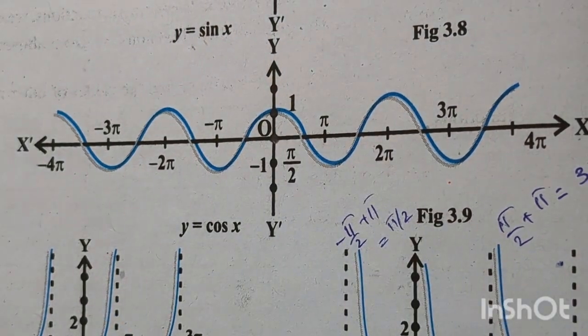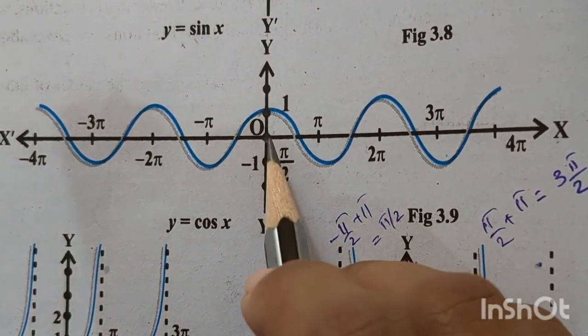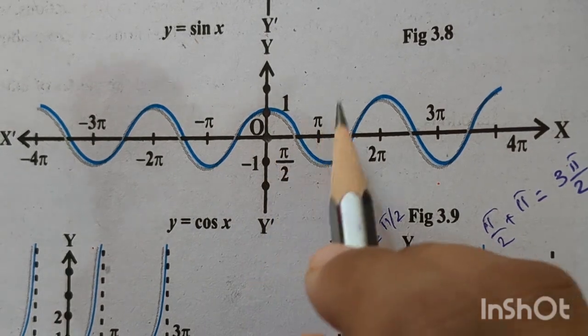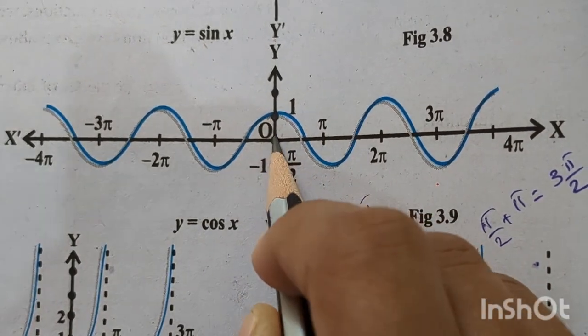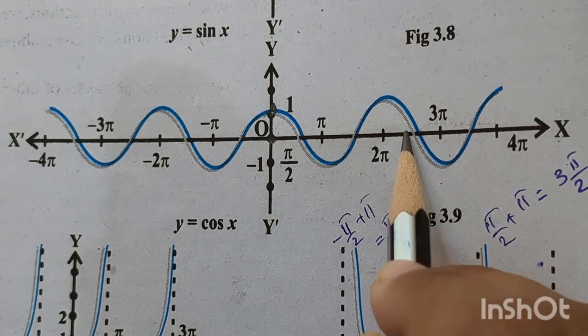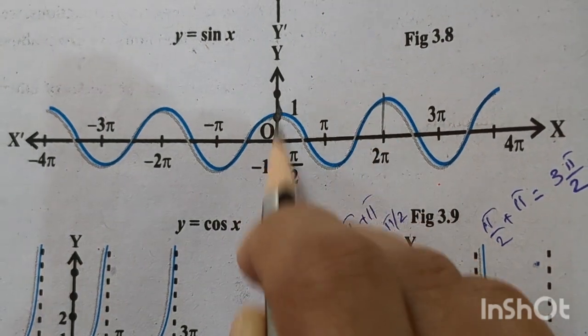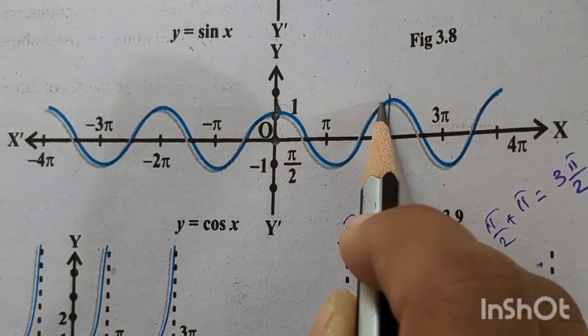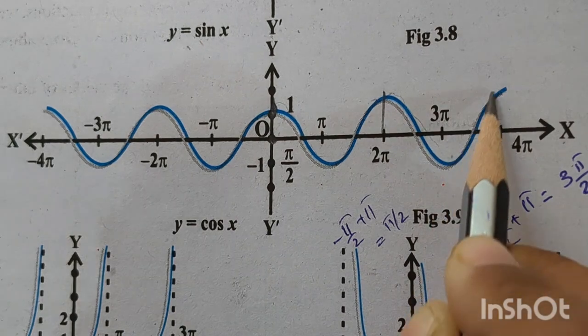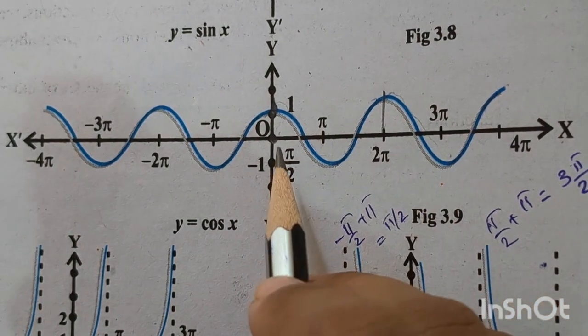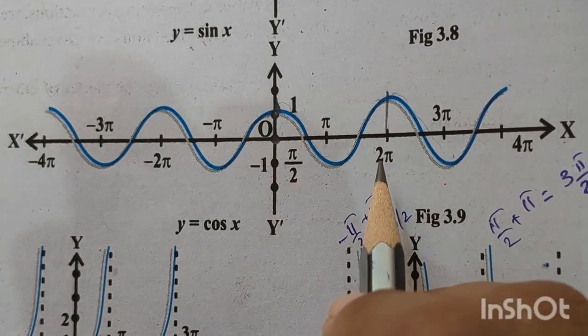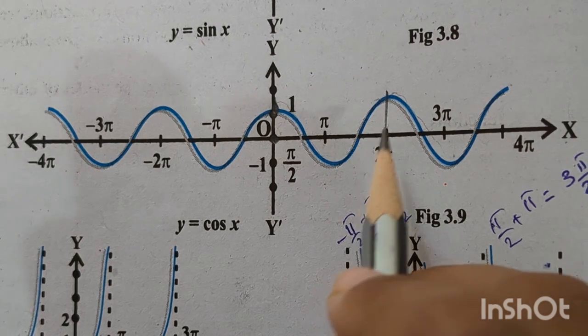Here also you see, the shape of the graph repeats after an interval of 2 pi. Because corresponding to 0, we start from here and this is 2 pi. When you consider this particular portion of the graph, after that 2 pi you get the same shape of the graph. So the values of cos x will repeat after an interval of 2 pi.